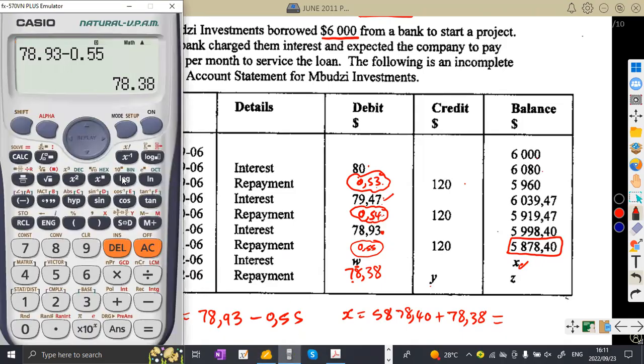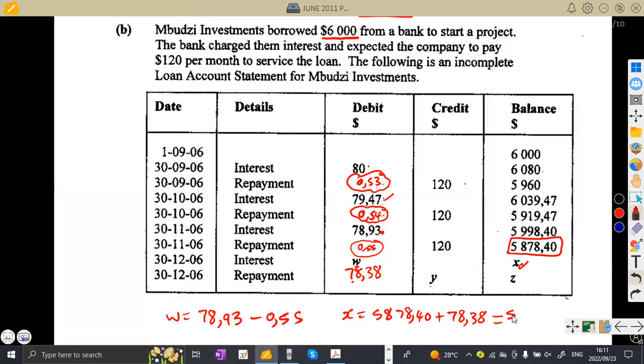We've got these values, isn't it? 78,38 plus this number 5878,40. So you're going to obtain 5956,78. So these are dollars actually. As you can see, dollars. Okay. So which means your W, whatever that you're going to have is dollars. Your X is dollars. So here your X is going to be 5956,78. Okay, that's our X.